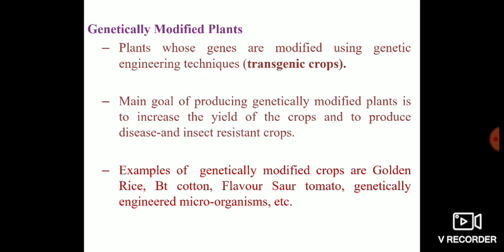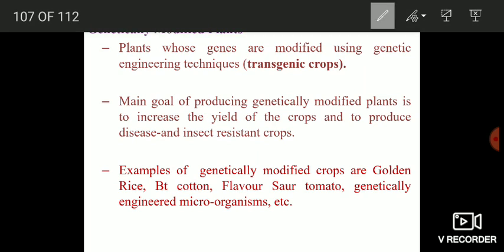So first of all, genetically modified plants. Those plants whose genes are modified using genetic engineering protocols are known as genetically modified plants or transgenic crops. The main goal of producing these plants is to increase their yield, in some cases to improve the nutritional status, and in some cases to produce disease and insect resistant varieties.